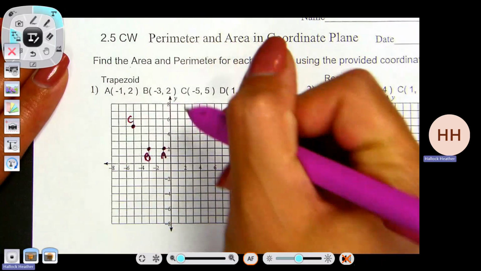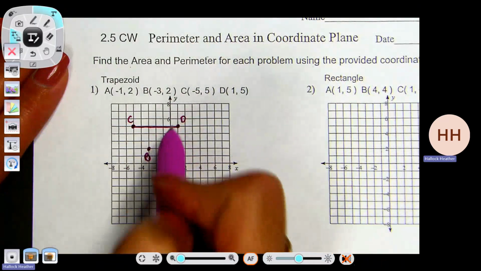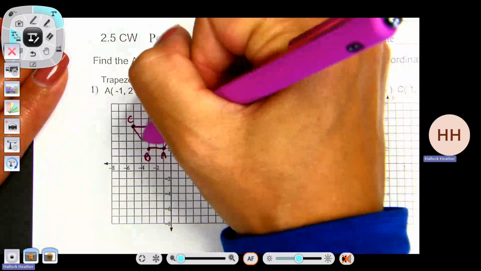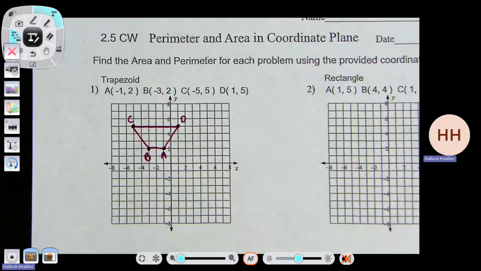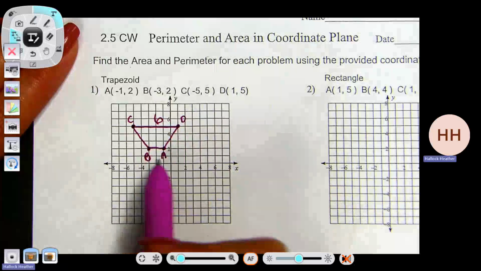This is C, 1, 5 is D. So it's a trapezoid, it's just upside down. What we talked about on Friday is that if they are perfectly horizontal or vertical, you can literally just count the length of the side. So the top is perfectly horizontal, I can count the top. So if you just count the distance at the top, how much is the length? 6. How much is the length of the bottom?